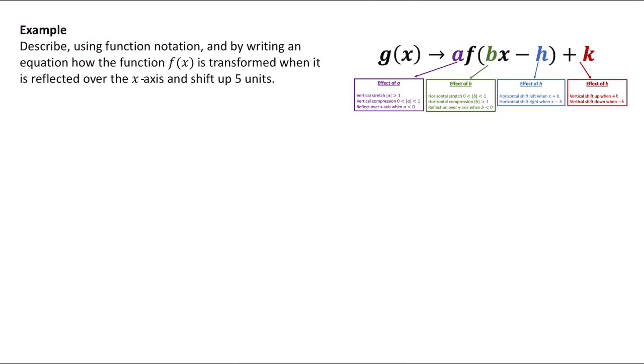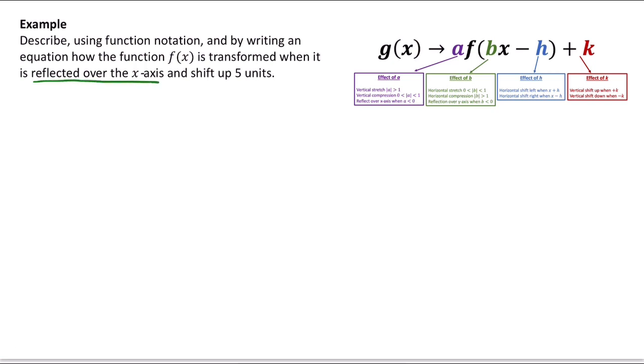Well, now let's try this example. It says describe using function notation and by writing an equation how the function f of x is transformed when it's reflected over the x-axis and shifted up 5 units. Well, reflected over the x-axis means we need an a value that's less than 0, right? So since a is less than 0, we don't have any other transformations from a, right? We don't have a stretch or a compression. So the way to do that is just to say a equals -1, okay? Because -1 is less than 0, but then also we won't have any of those stretch or compressions going on.